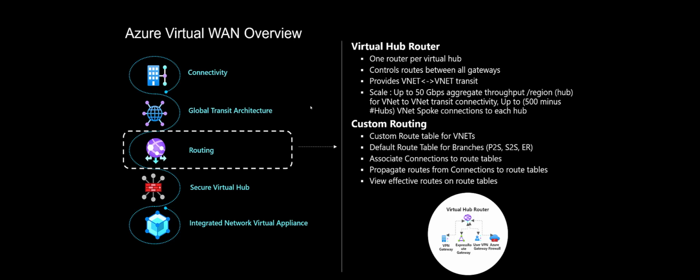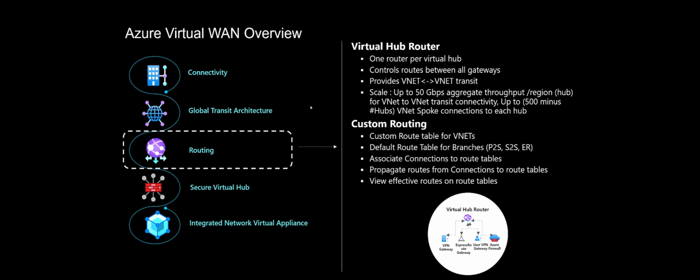You get one router per virtual hub. It controls all of the routes between your various gateways as well as your virtual networks and their connections. It does have an upper limit of 50 gigs of aggregate throughput per hub. So that is something to keep in mind if you need low latency or have latency sensitive applications that might exceed this type of threshold, or you're running a large workload like SAP HANA or a data warehousing, you'll need to take that into consideration.